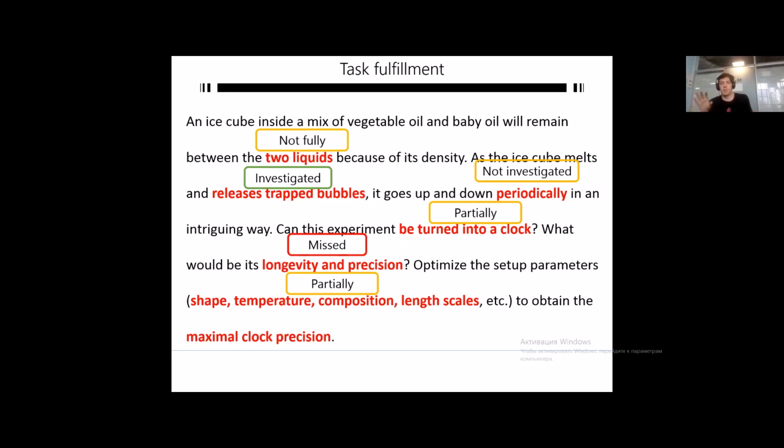You investigated periodical motion, but not fully. You investigated the role of the bubbles well, but I think it's not the key phenomenon of the problem. And unfortunately, you missed most of the optimization and such things as the precision and probability of the clocks. So I think now we're going to the discussion.